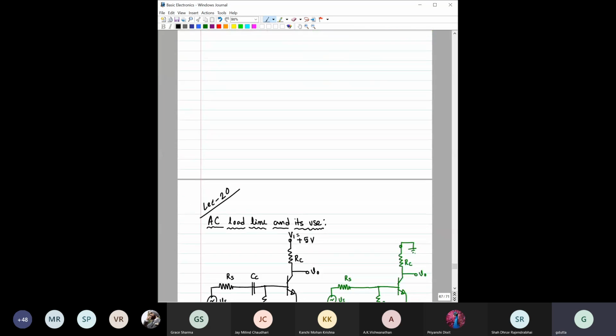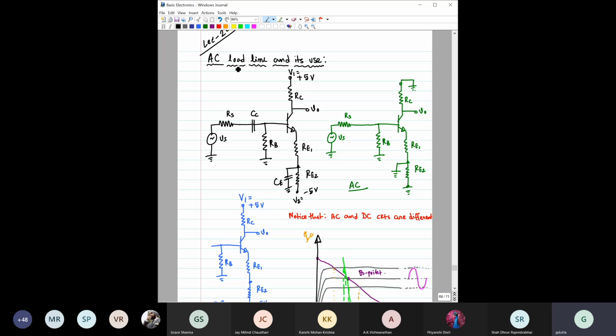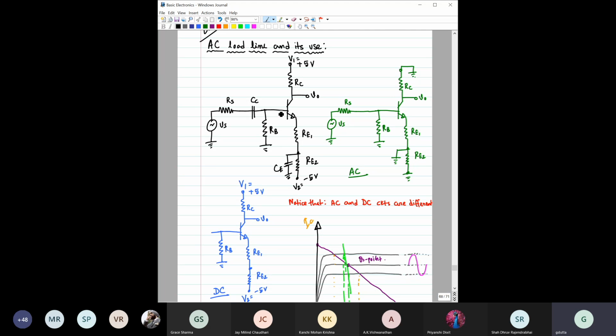So at the end of the last class, we started our discussion on the AC load line, but we discussed it quite briefly. So let us start it again today, and try to understand what we mean by the DC and the AC load line. The DC load line is already clear to you. The AC load line comes into the picture when the circuit becomes different for DC signal and AC signal.